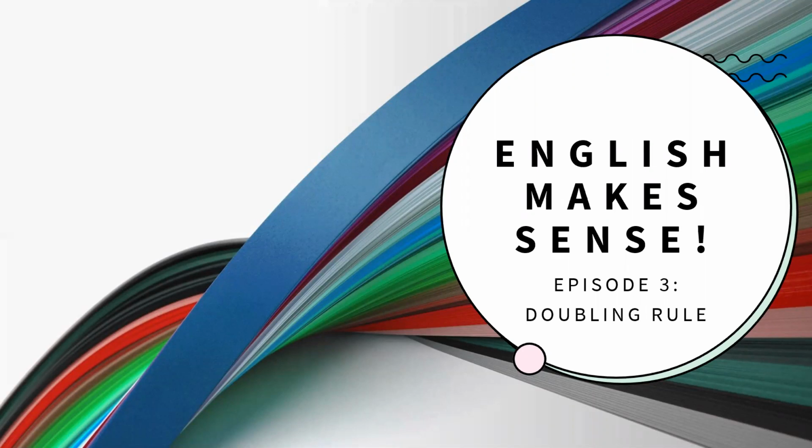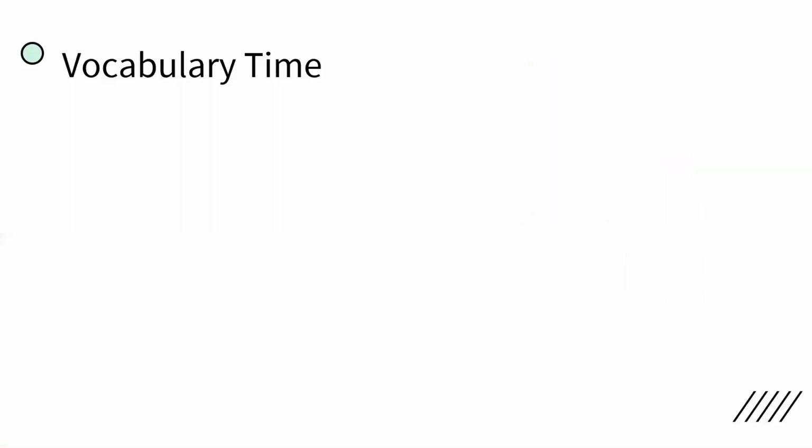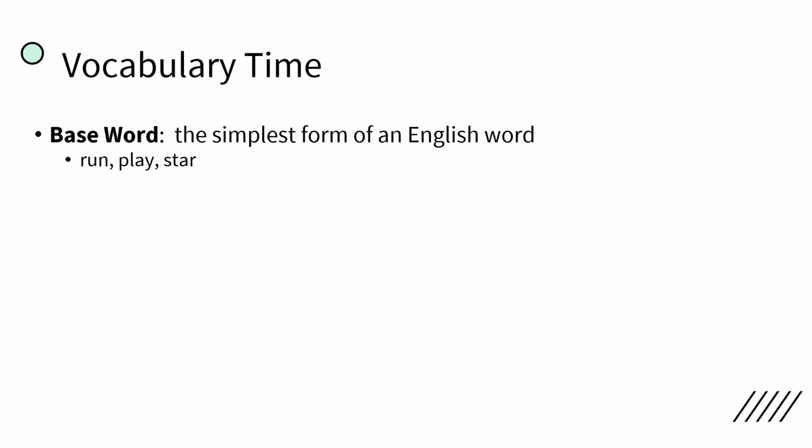In episode 3, we will be learning about the doubling rule. In order for this to make sense, we need to have some shared vocabulary. When a base word is talked about, we are simply referring to the simplest form of an English word, such as run, play, or star.